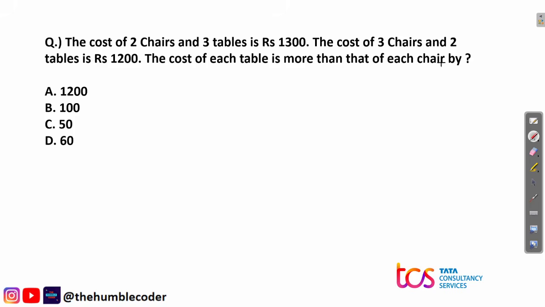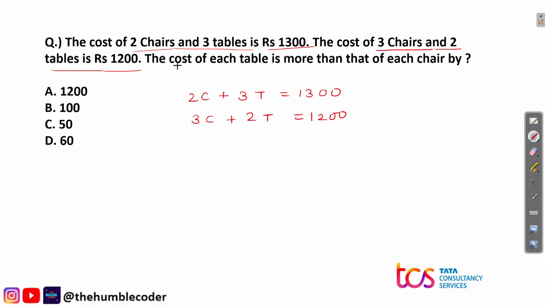Okay, so first of all, whenever you are getting this kind of question, the first thing that you need to do is you need to take down the data that is given to you. So let's note the data first. So in the first line it is given that the cost of 2 chairs and 3 tables is rupees 1300. So 2 chairs plus 3 tables is 1300. Okay, so one thing is noted. Now the next thing, the cost of 3 chairs and 2 tables is rupees 1200. So we have 3 chairs and 2 tables, that is of rupees 1200.